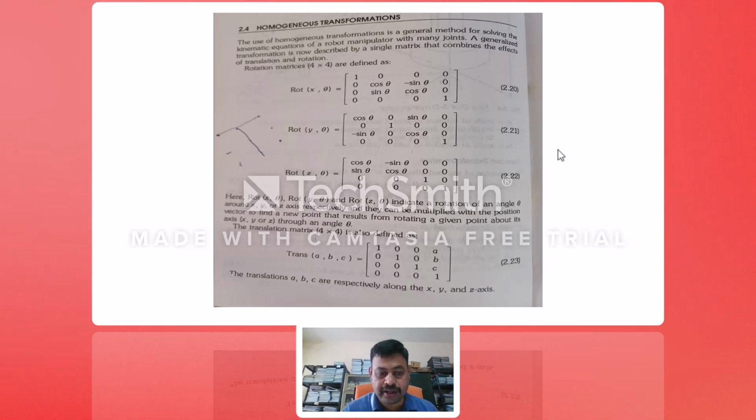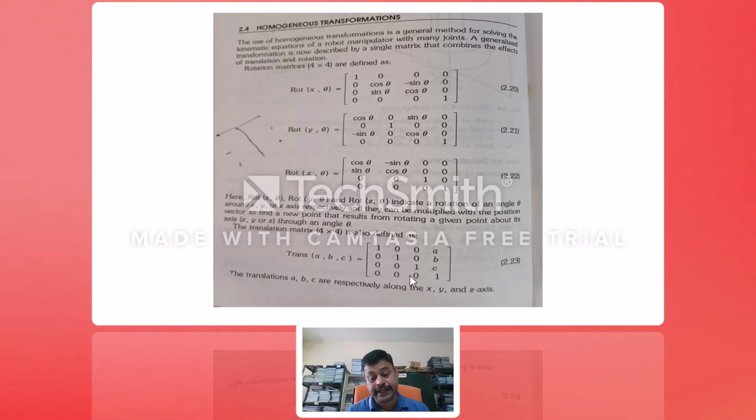Suppose you want to go for rotation about x comma theta, rotation about y comma theta. So this will be the translation matrix, 4 into 4. It will be defined as A, B, C. So this is the distance, right? Translation means linear distance.